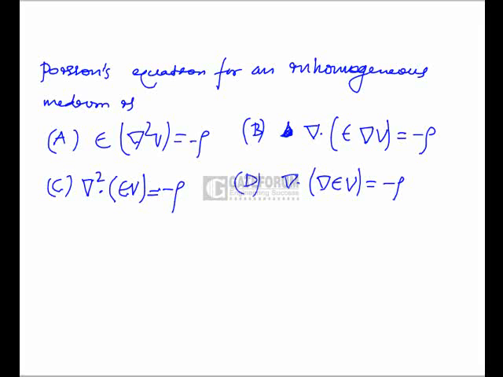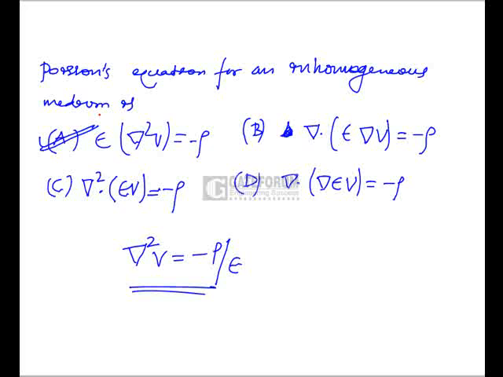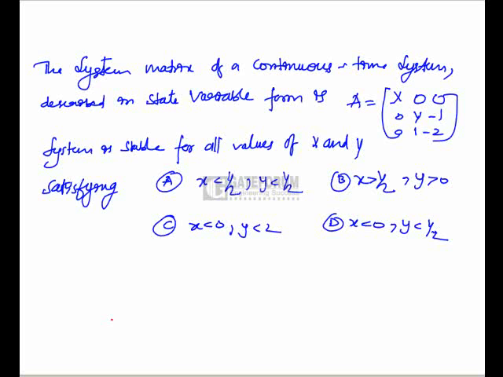Equation for inhomogeneous medium is, okay, Poisson's equation: del square V is equal to minus rho by epsilon. Okay, this is the Poisson's equation. Option A is satisfying this relation. So answer is A.